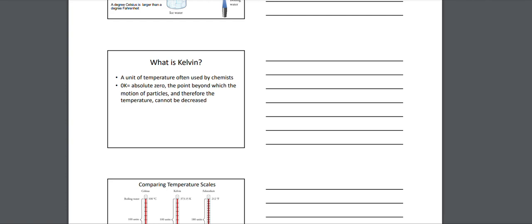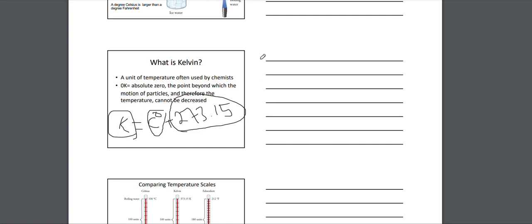And Kelvin equals degrees C plus 273. Some books also use 273.15, which is fine. So whatever your temperature in Celsius is, you add 273.15, and then you get the temperature in Kelvin.